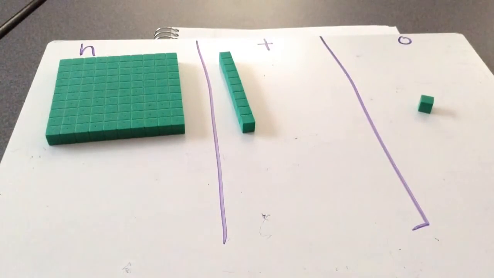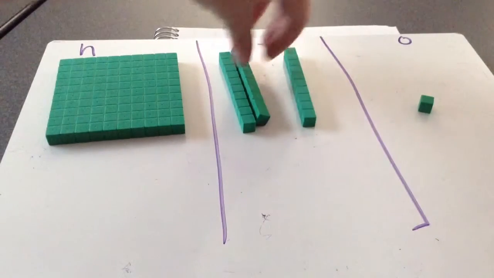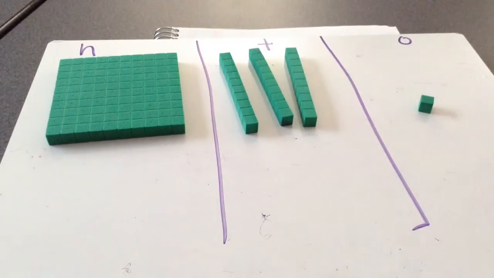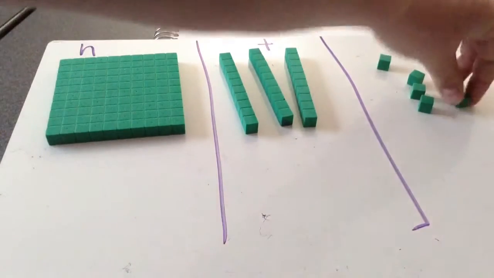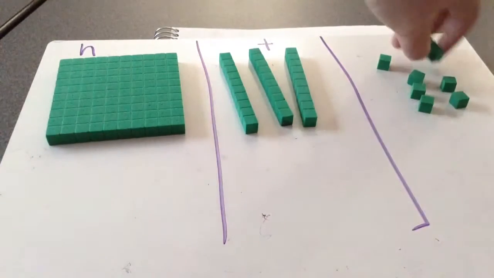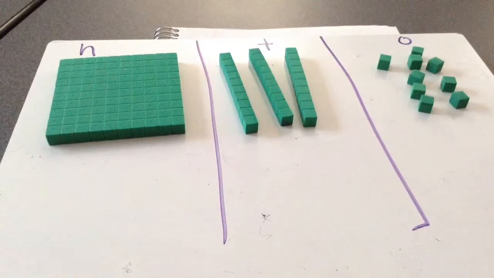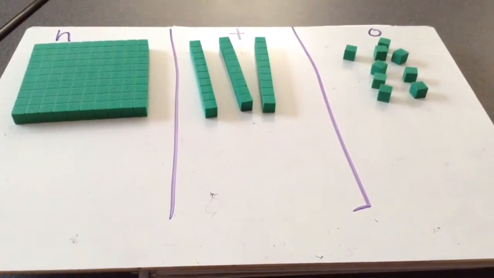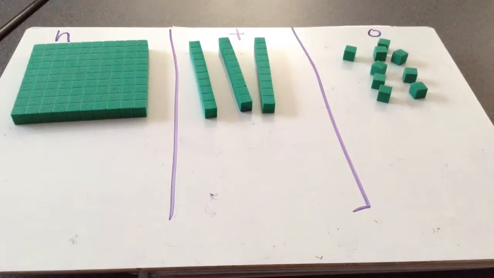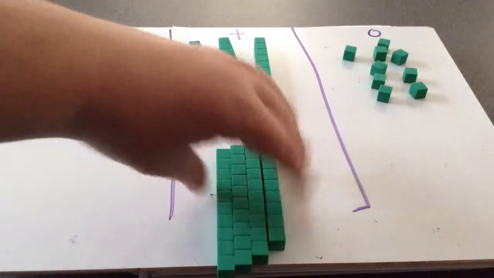George orders 139 toy cars. So we are going to represent that number with 139 total units. So we have 1 flat, 3 longs, and 9 units. And Sam orders 84 toy cars, and we will represent that with units also.